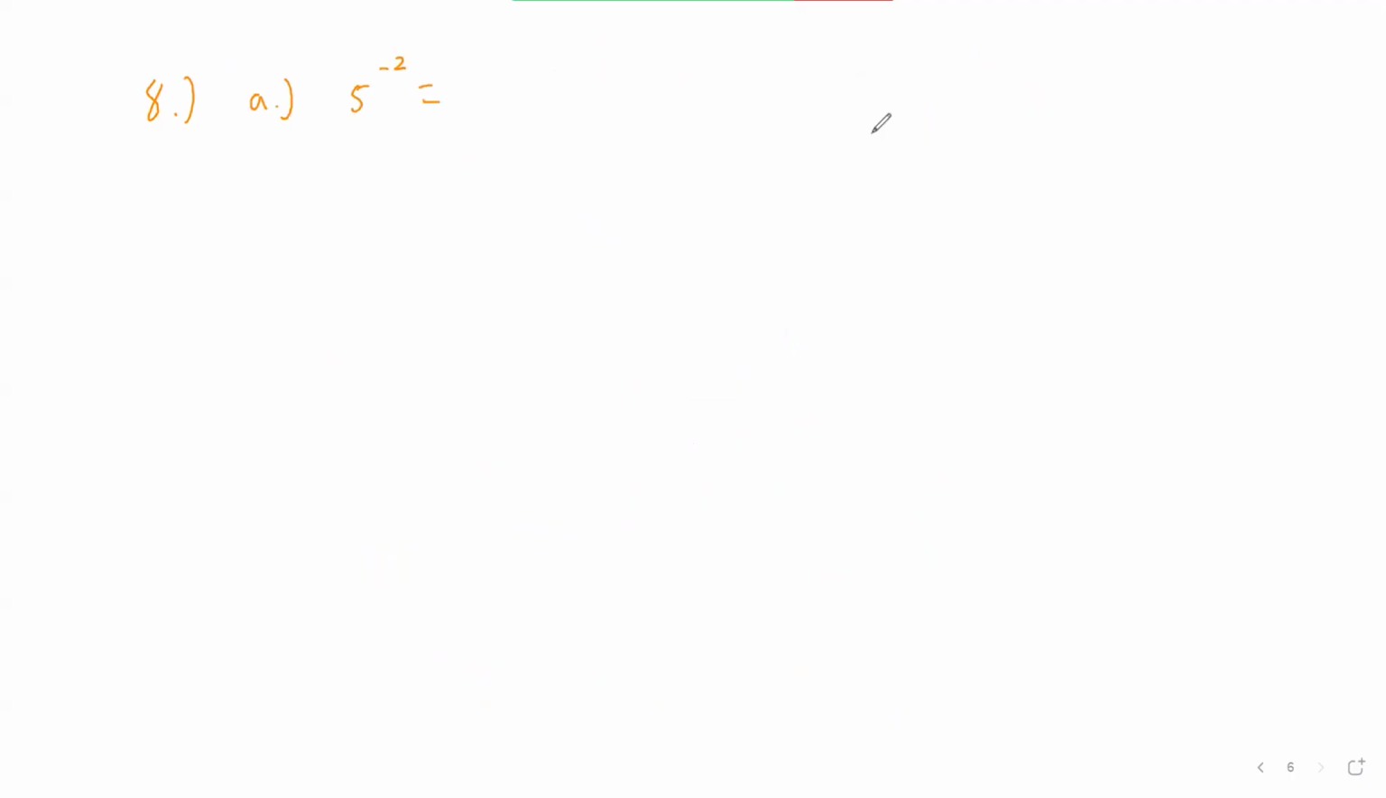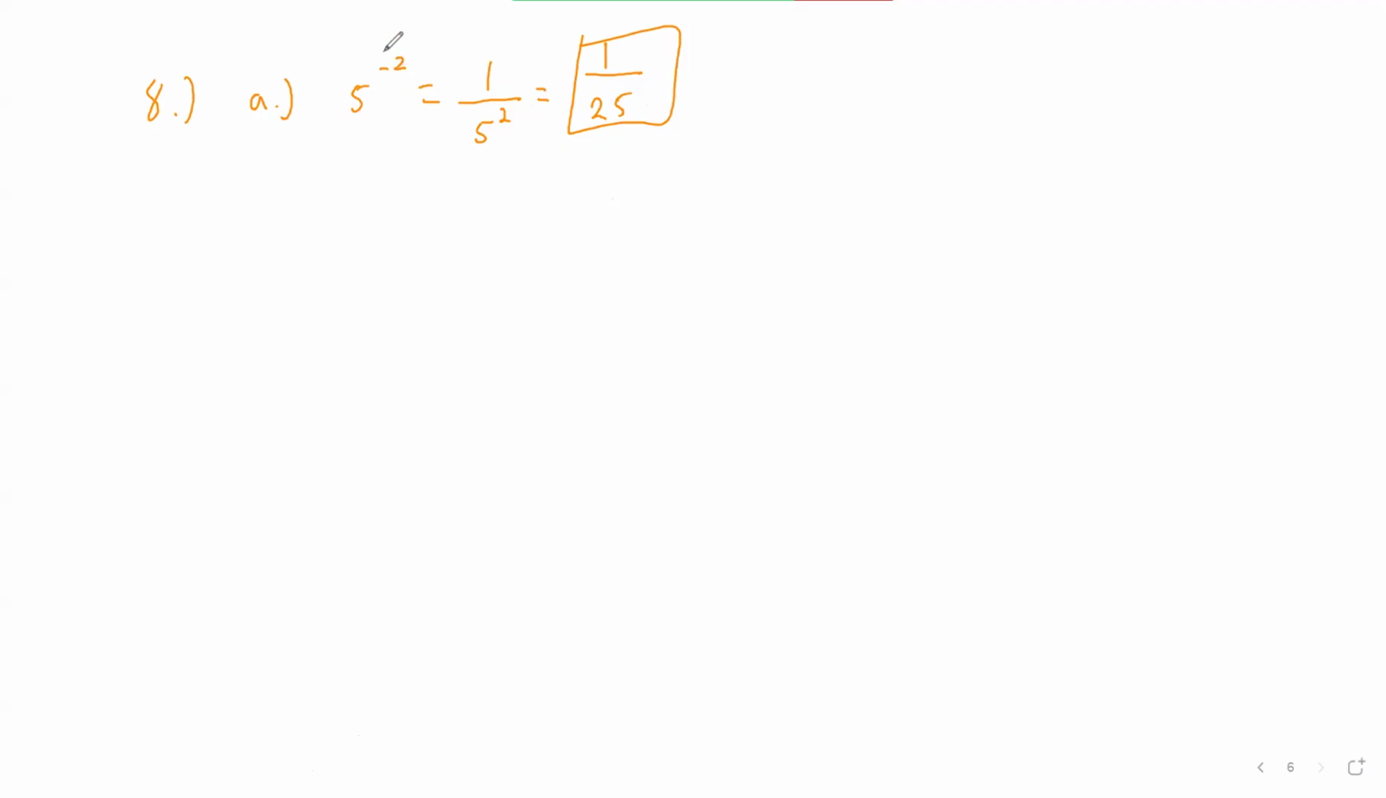5 to the -2nd. Perfect. So 1 over 25. It's still a fraction, but now it's 5 times 5, which gave me the 25.